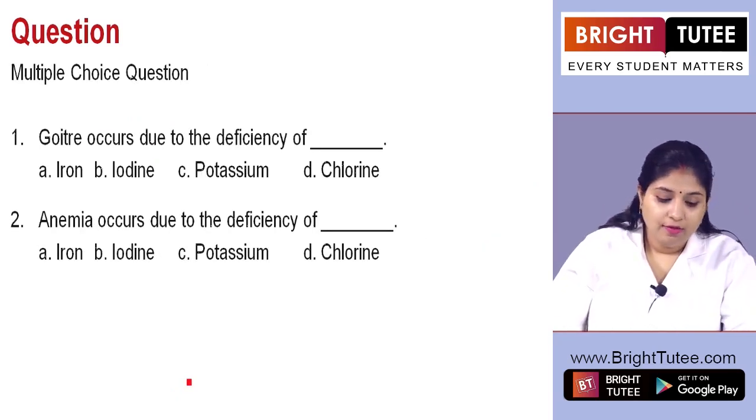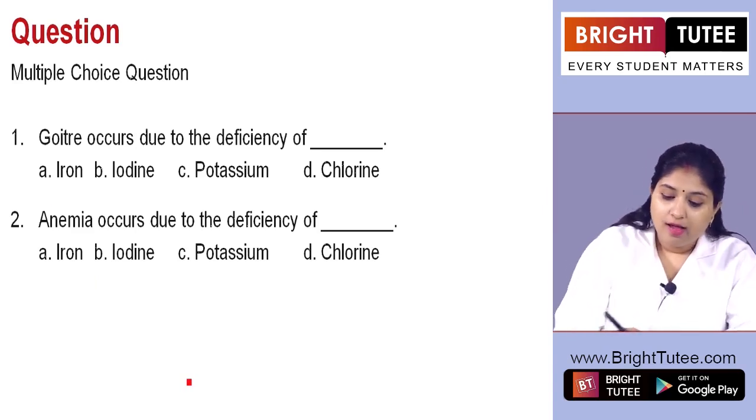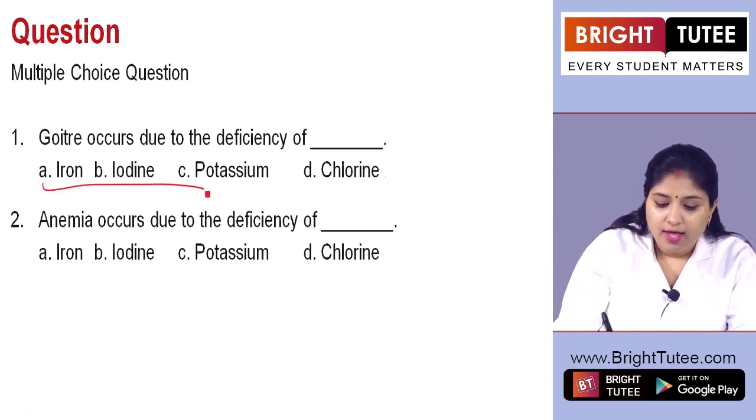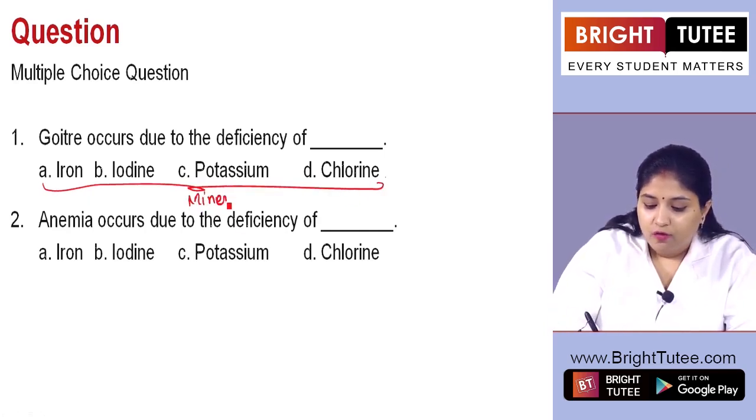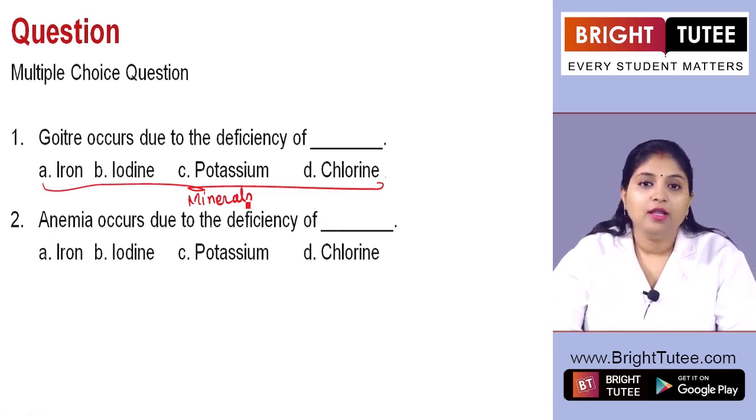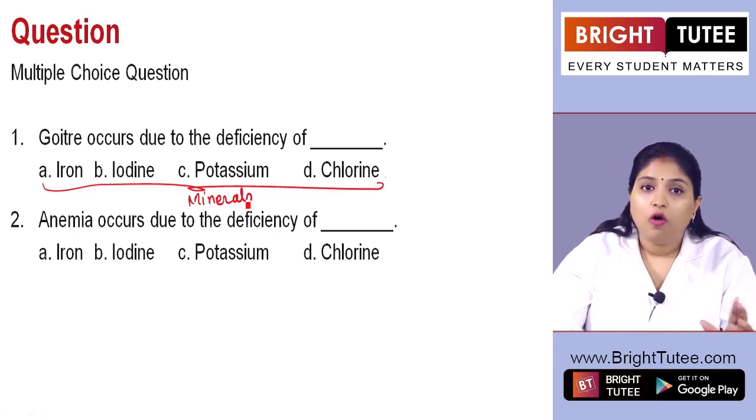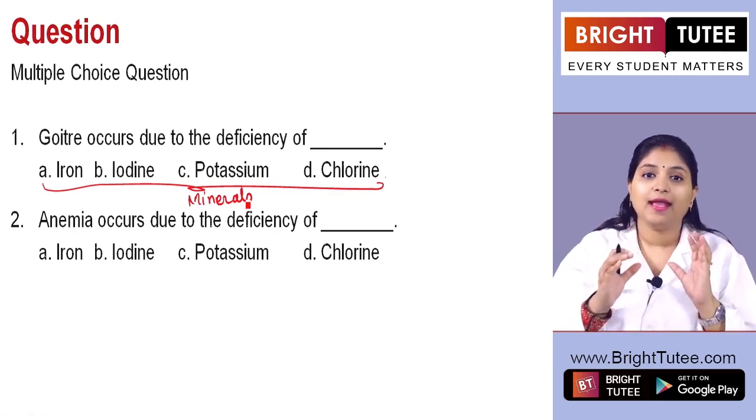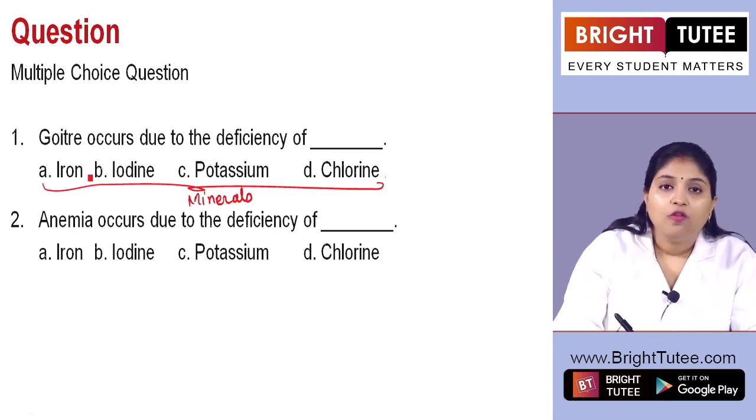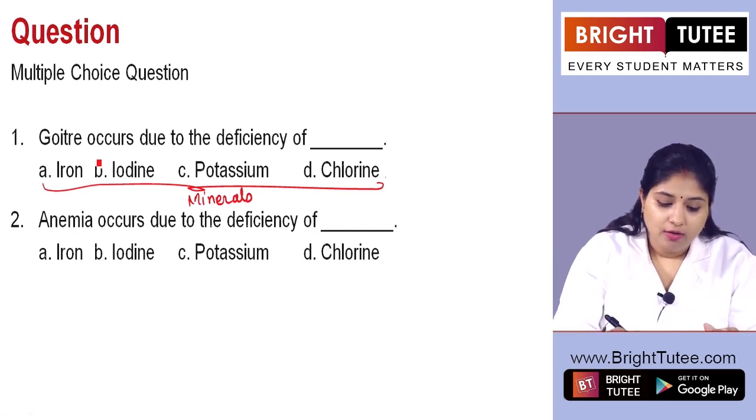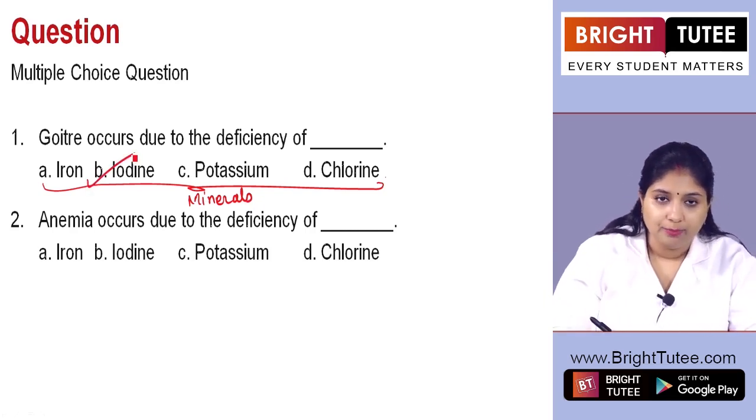Solve these questions. The first question is, goiter occurs due to the deficiency of. So these are the different minerals which should be present in our body. What are these? These are the minerals, right? So out of these minerals, one mineral is associated with this disease. The deficiency of this mineral causes goiter, that is swelling of the neck, and low mental development of the child, right? So the mineral because of the deficiency of which the disease occurs is iodine, right?